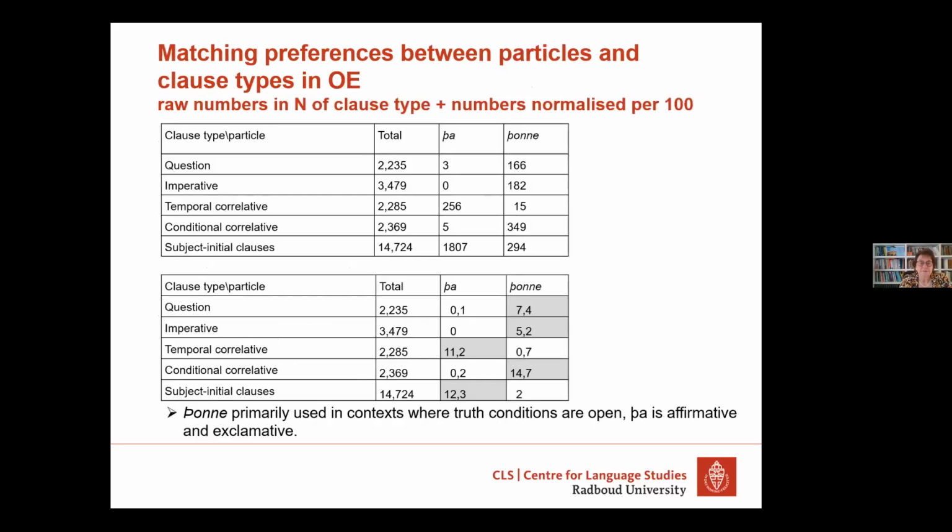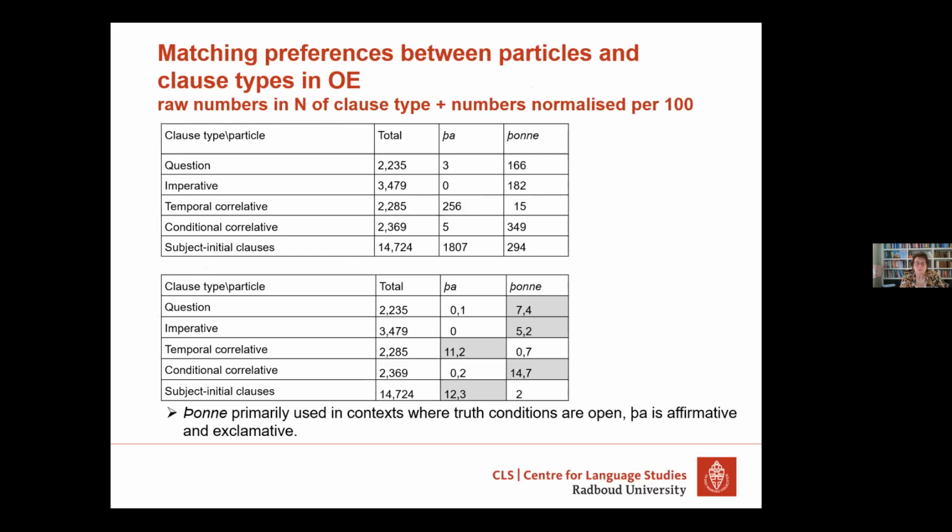Okay, first of all, the matching preferences between particles and clause types. I've listed tha and thona here. This comes from the first article I wrote together with Meta Links, which was published in Glossa in early 2020. I contrast tha and thona there. The first table gives you the bare numbers.